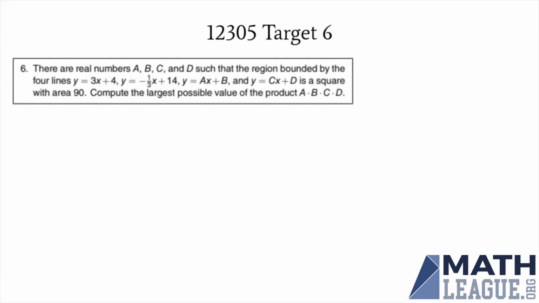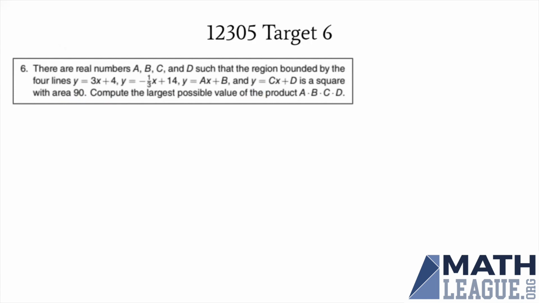The question reads that there are 4 lines, 2 of which are given and 2 of which are in terms of variables, and the 4 lines enclose a region that is in the shape of a square with area 90, and we'd like to compute the largest possible value of ABCD.